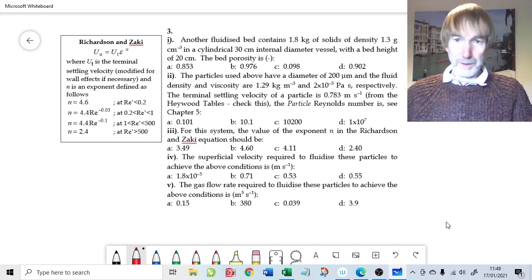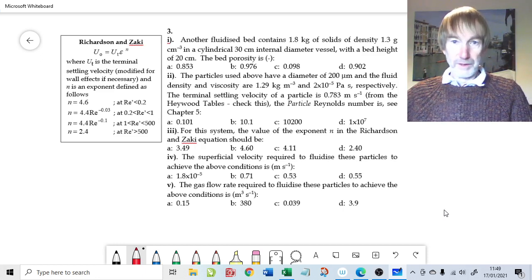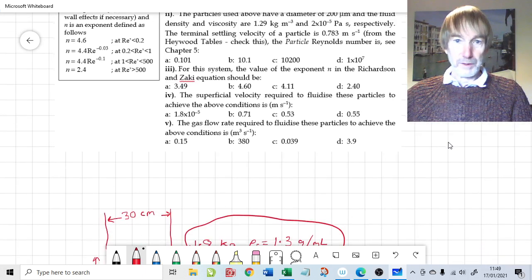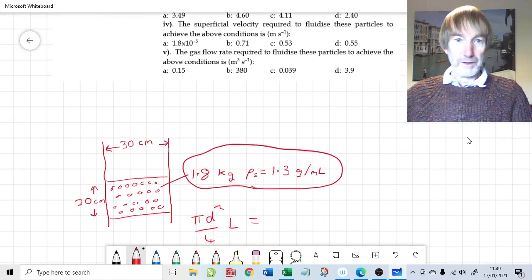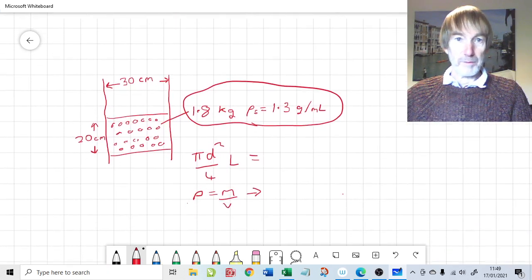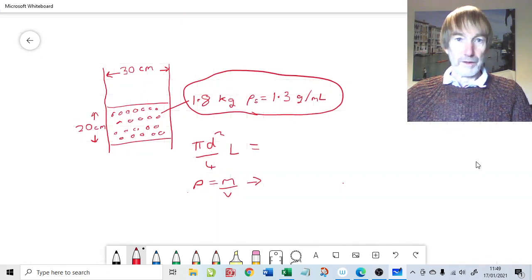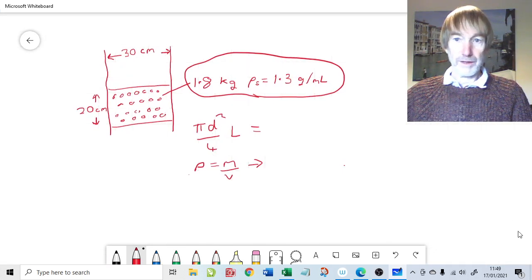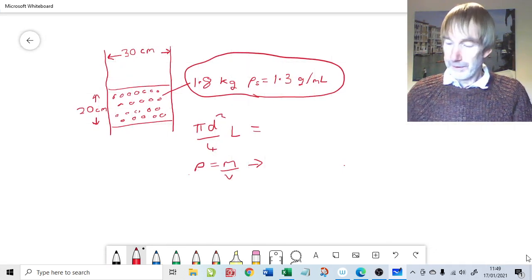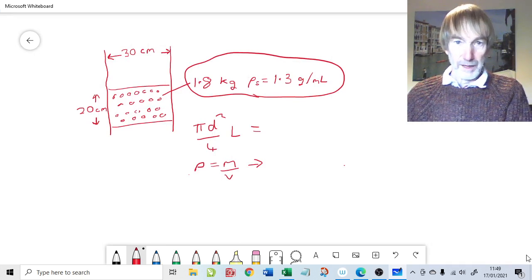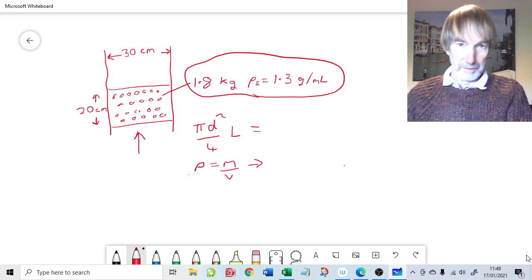Let's start though with the basic question, which is similar to how we started in the last problem, which is to work out the voidage of the bed. Okay, so here we have our porous media again. The fluidizing gas in this particular case is coming up here. It's flowing past the particles and fluidizing them.